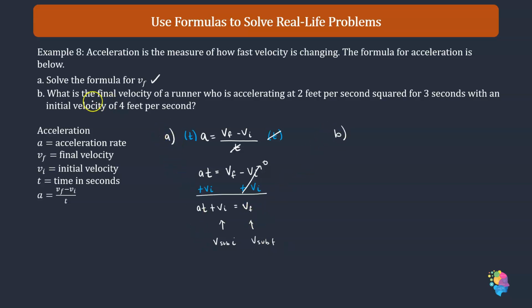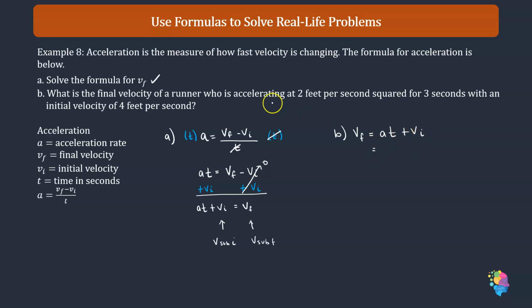Let's do B. They want us to find the final velocity of a runner who is accelerating at 2 feet per second squared for 3 seconds with an initial velocity of 4 feet per second. Yes, we can use the original formula, but then we will have to solve for V sub f, or we can use the one that we already solved for in part A, which would give us our solutions faster.